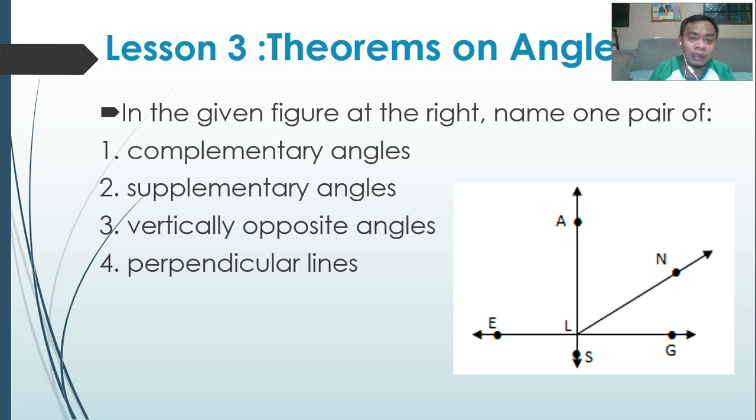Exercise for lesson 3. In the given figure, name one pair of complementary angles. Complementary means if we add them, the result is 90 degrees. So this angle GLN plus angle NLA, if you add these, the result is 90 degrees. Therefore, angle GLN and angle NLA are complementary angles.